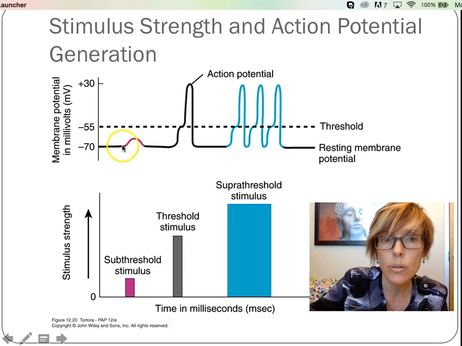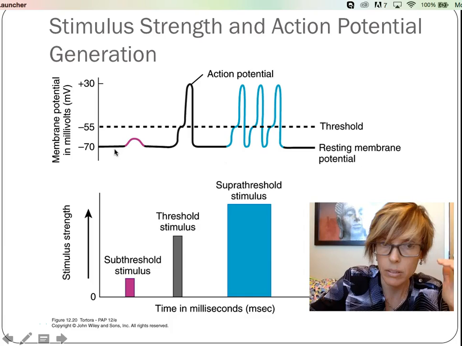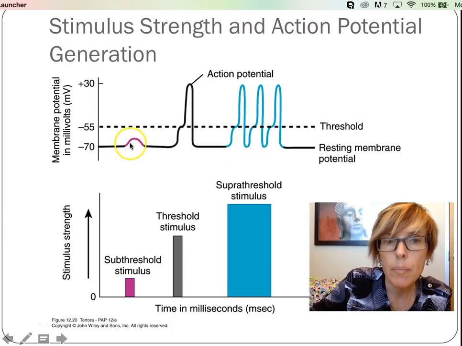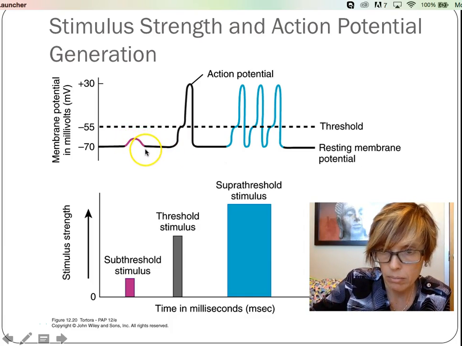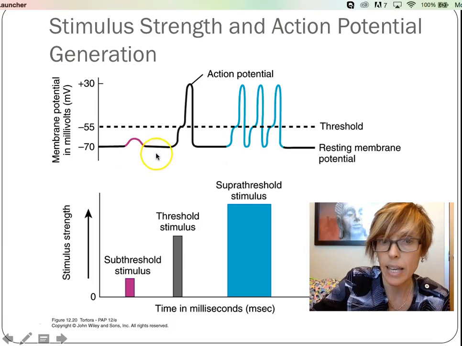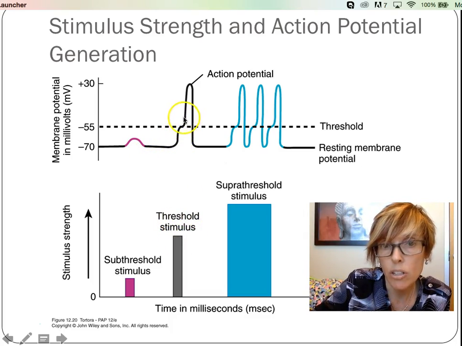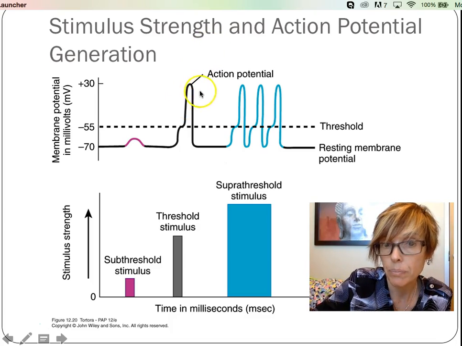Okay? So it gets a little bit more positive, still negative, but a little bit more positive than it was. But then it goes back down, right? The signal does not go down the length of the axon. Now here in this gray, you see that there is a threshold stimulus. So whatever it is comes in, it hits threshold, we have an action potential, right? And then it goes away.